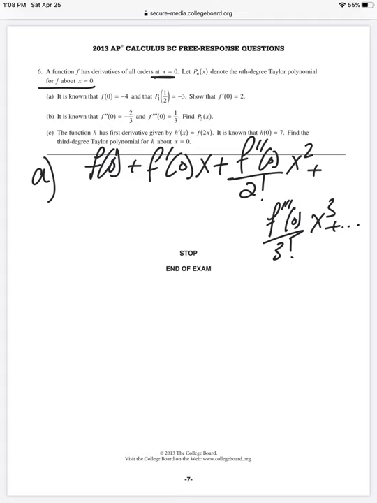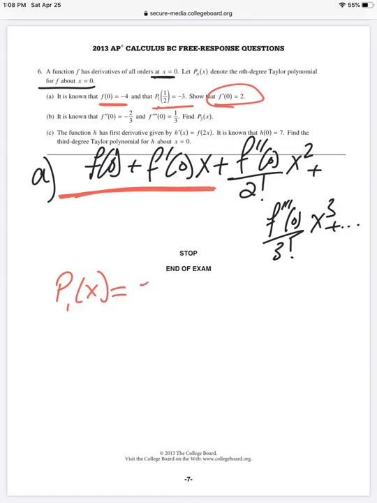So now let's do A. It is known that f of 0 equals -4 and that p sub 1 of a half is -3. Show that the first derivative at 0 equals 2. So that means I'm looking at this part right here, right? Let's see. p sub 1 means it is a first degree Taylor polynomial, so I'm only going to the first derivative.